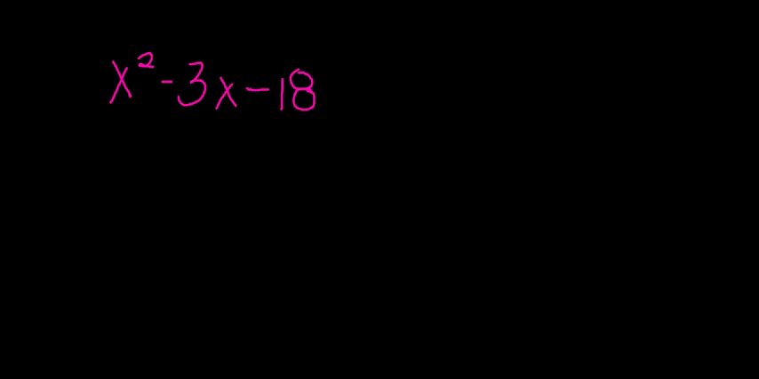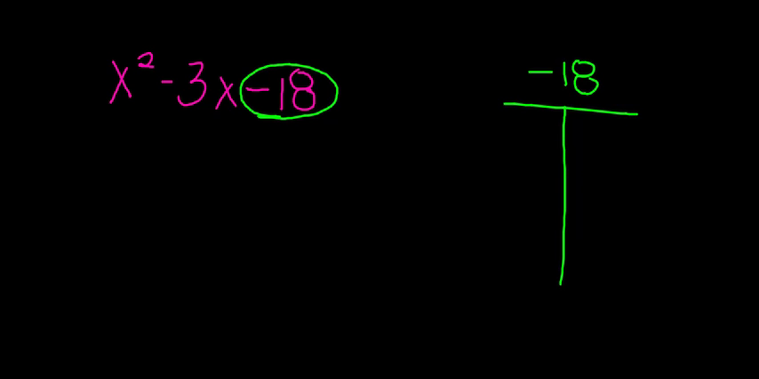So let's check and see who got this one right. Once again, we're going to start by grabbing that c term, that constant term, that negative 18, and we're going to throw that in a t-chart over here on the side. When we start looking for our factors of negative 18, we're going to see numbers like 1 and negative 18, 2 and negative 9, 3 and negative 6. 4 doesn't go in, 5 doesn't go in, and by the time I get to 6, I'm going to start repeating factors.